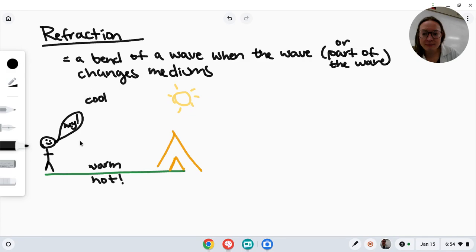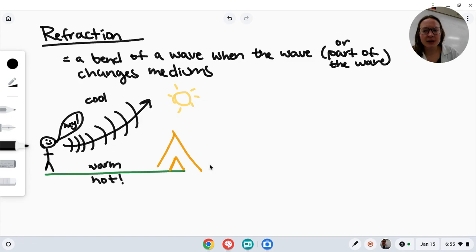Here's what happens when your friend says, hey. Well, they create a sound wave, and this sound wave starts to travel forward. But now this sound wave has two mediums. Down here it has a warm medium, up here it has a cool medium. As that sound wave moves, this part of the wave that's in the warm medium moves faster than this part of the wave that's in the cool medium, and the sound wave begins to bend up and over your tent.